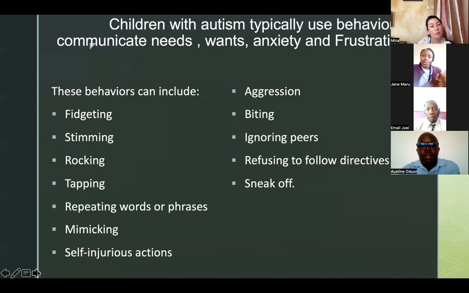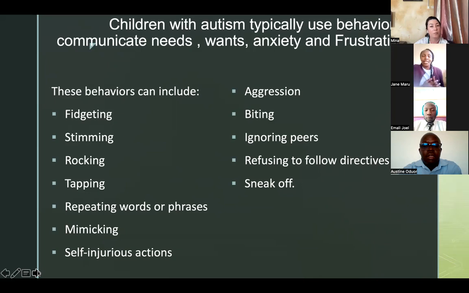This behavior can include fidgeting. This is repeated movement, mostly of the hands and the legs. We have stimming. We have rocking, tapping, repeating words or phrases. They could be communicating, saying, I want a cup. So instead of saying, kindly help me with a cup, they will say cup, cup, cup, repetition. If you tell them, let us go to the shop, they keep repeating shop, shop, shop.